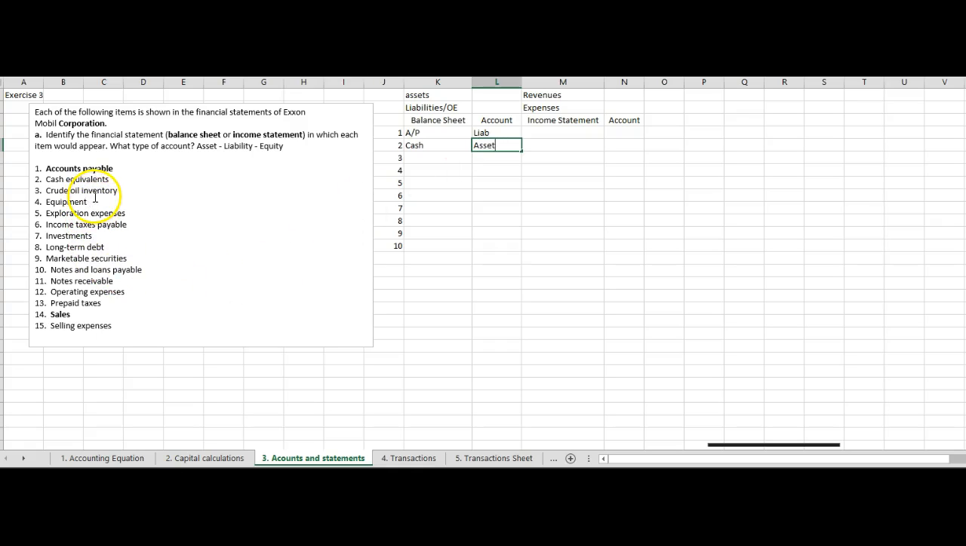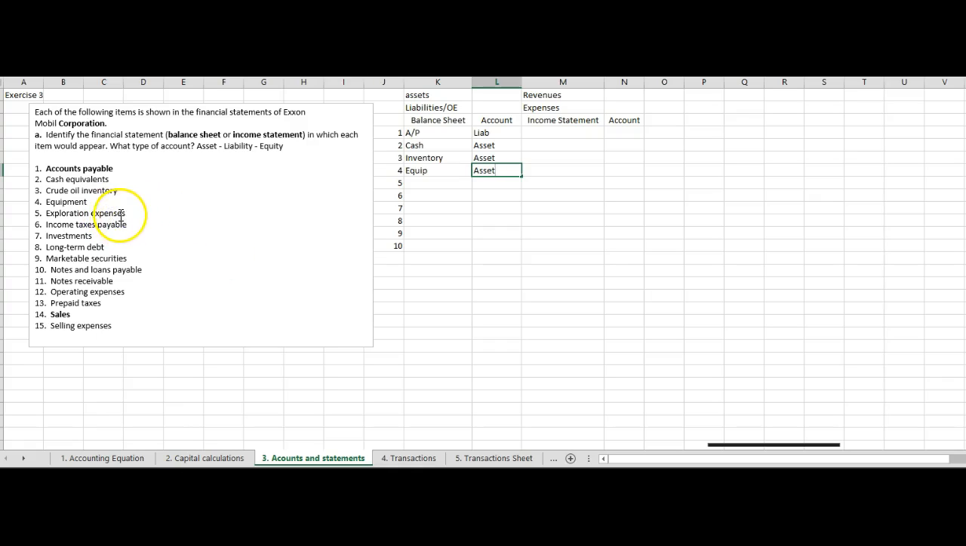Again, you have crude oil inventory. Inventory is always an asset. So that goes and is found on the balance sheet. Equipment, same thing. It's a resource that we use to create either our product or our service, so that becomes an asset.